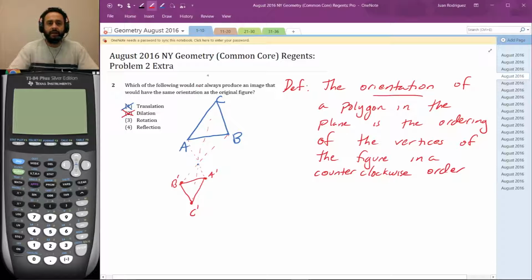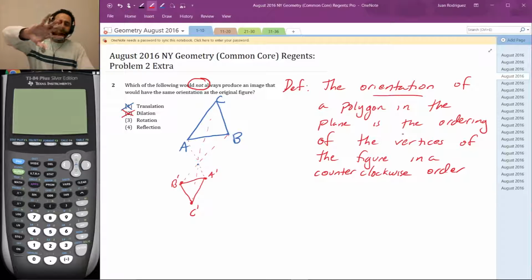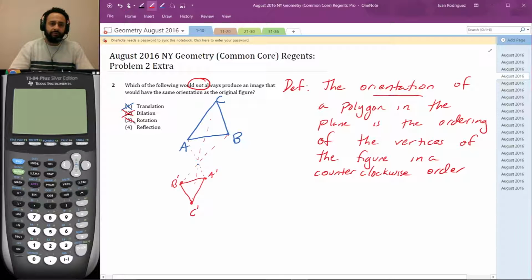So that does not change the order of the vertices, and we're looking for what does not produce an image that has the same orientation. Now, a rotation also cannot change the ordering of the vertices, because if we're turning all vertices in the same direction, then the arrangement of the vertices in a counterclockwise direction cannot change. So that's not the answer. So the answer has to be a reflection.